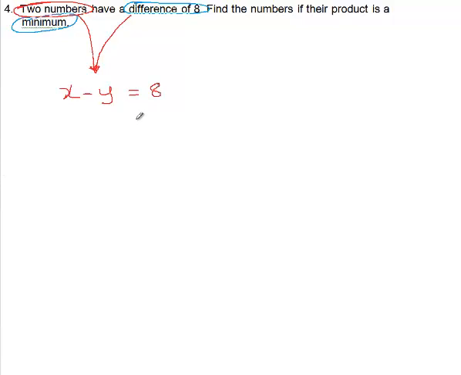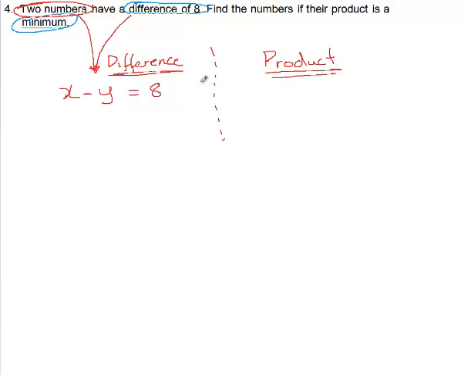Now, is that what we're asked to do? Are we asked to minimize the difference? No, we're asked to minimize the product. We want the product that's a minimum. This is a difference equation. When you're doing this, you're going to set up a difference, or it could be a sum, right? So this is our difference equation. Now I'll just draw a little line over here. Over here is our product equation.